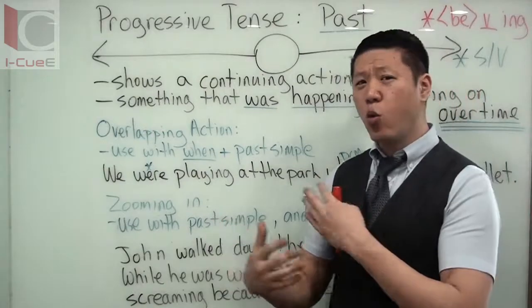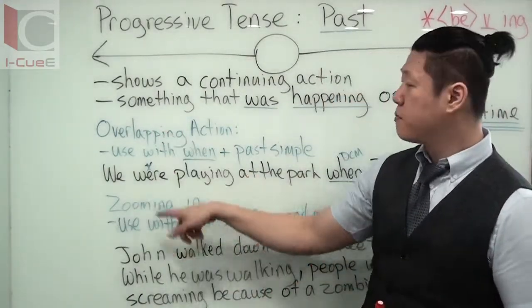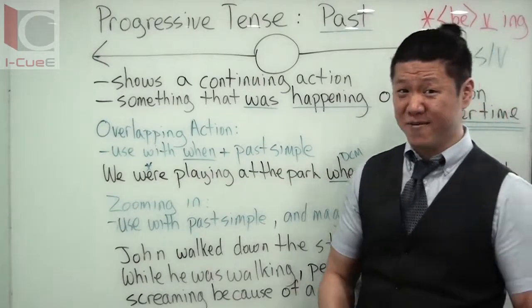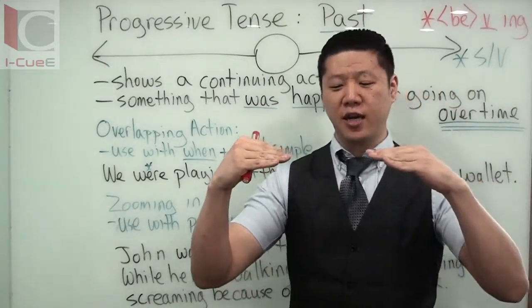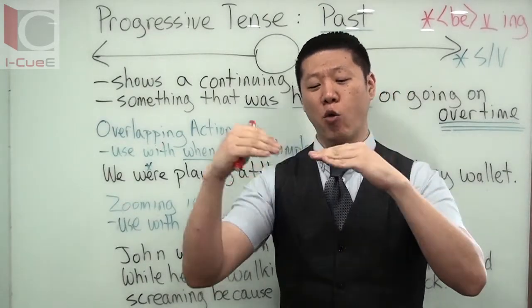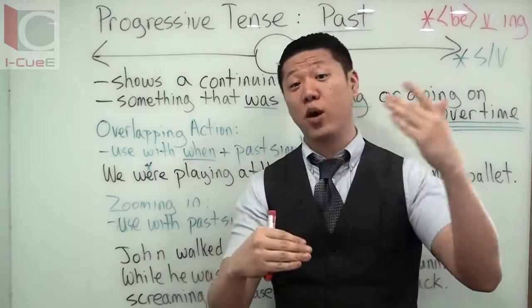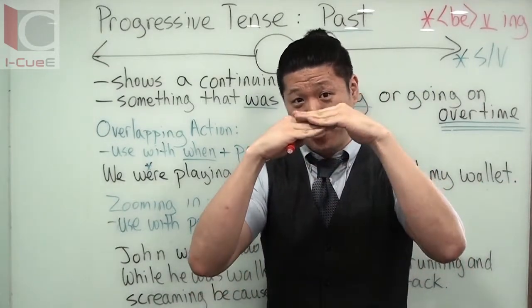But if you want to try to use this in your writing or speaking, you can think about these. The first one is an overlapping action. An overlapping action means that you have two things happening at the same time, but almost like right when one's about to end, the other one begins. So they're not just touching, they're kind of overlapping, okay?